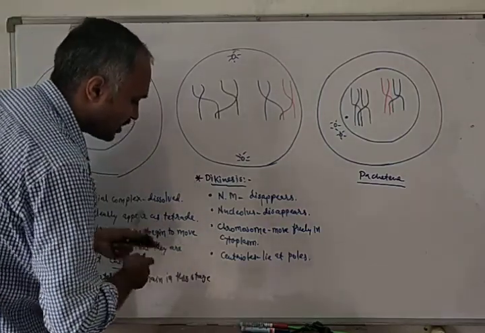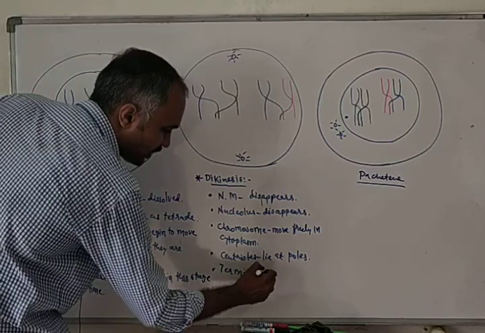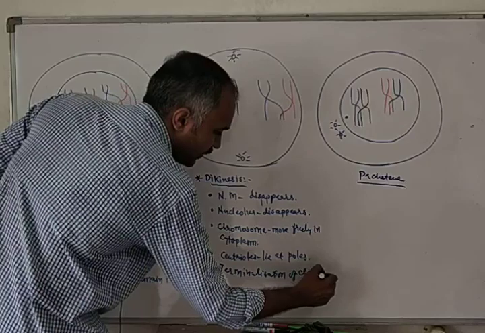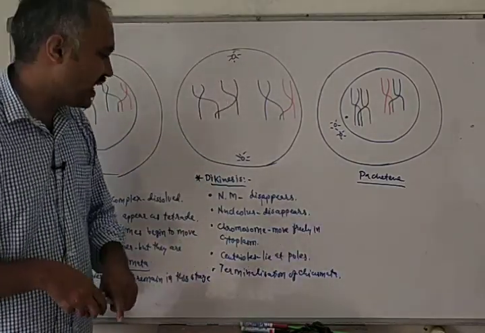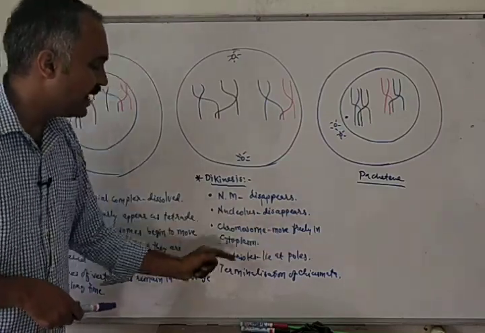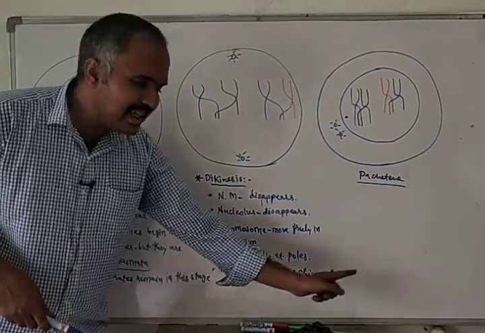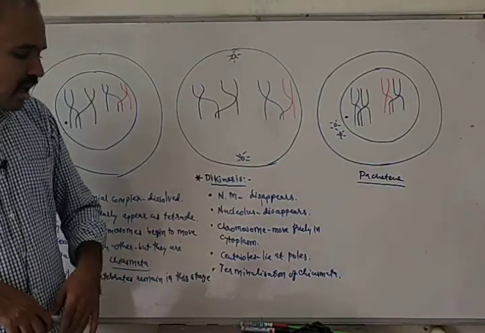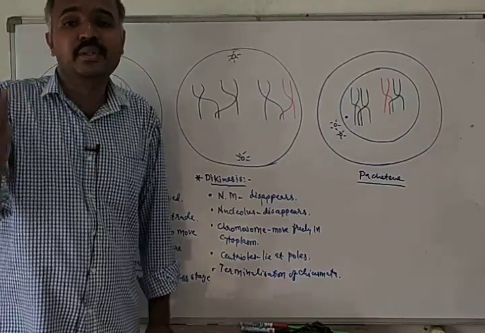The last step is terminalization of chiasmata. So these are the key features of diakinesis: nuclear membrane disappears, nucleolus disappears, chromosomes move freely in the cytoplasm, centrioles lie at the poles, and there will be terminalization of the chiasmata during the diakinesis stage. So in this manner we have just completed prophase 1 of meiosis 1.